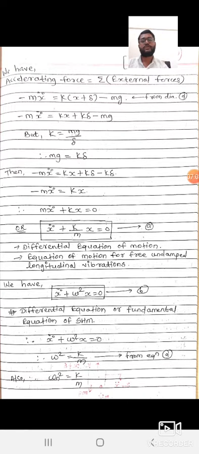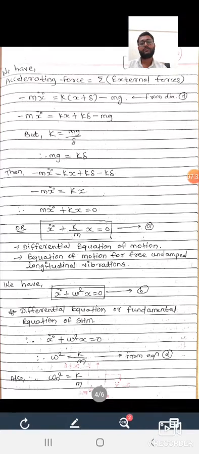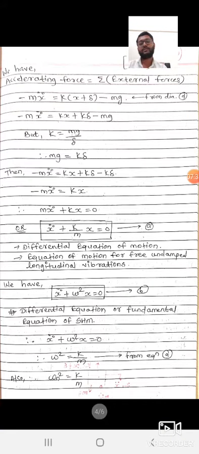So this equation is nothing but the differential equation of motion, also called the equation of motion for free undamped longitudinal vibration. Next we have the fundamental differential equation of SHM, x double dot plus omega square x equal to 0. By comparing equations A and B, we get omega square equal to k by m. Equation A is x double dot plus k by m x, and equation B is x double dot plus omega square x, which means omega square is nothing but k by m.